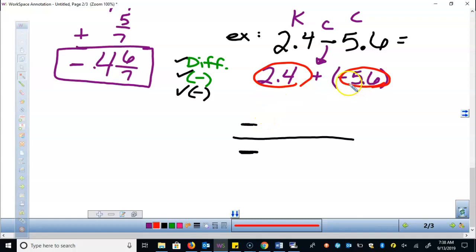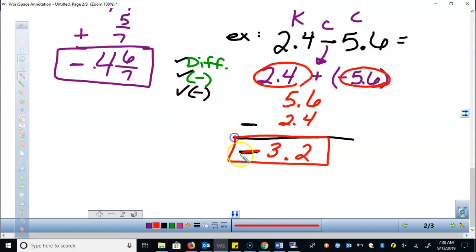We have 5 6/10 as the largest absolute value here, so we're going to put that first. And we're going to subtract normally. 6 minus 4, 2. The decimal falls down. 5 minus 2, 3. We already know it's a negative because we dealt with that first. And the answer is -3 2/10.